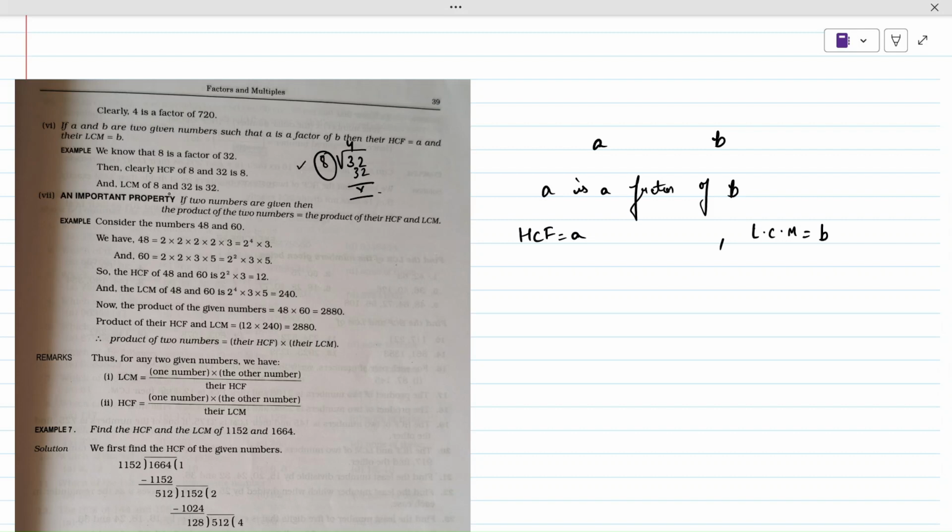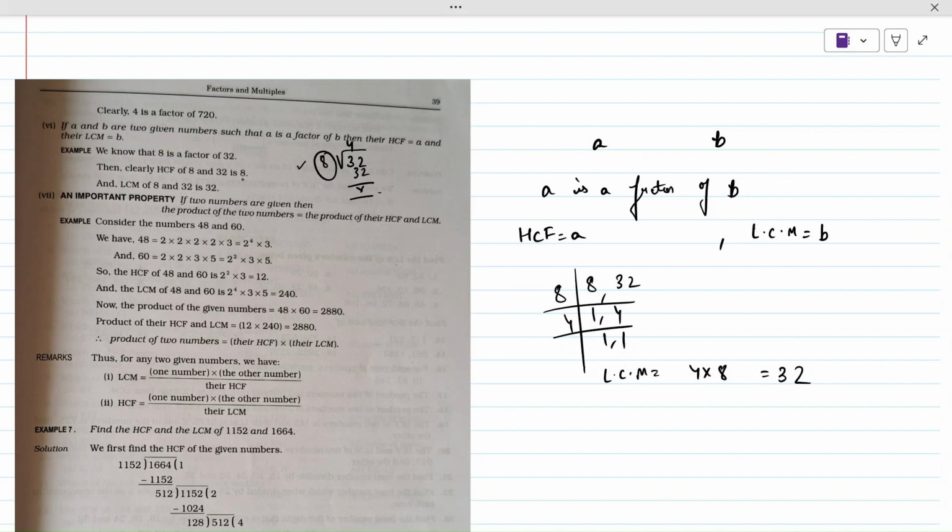And now what is the LCM of 8 and 32? Let us see the LCM of 8 and 32, kids, right? This is straight 8 and 4, 4 and 1. So the LCM is 4 into 8, which is 32. So we have the same thing.